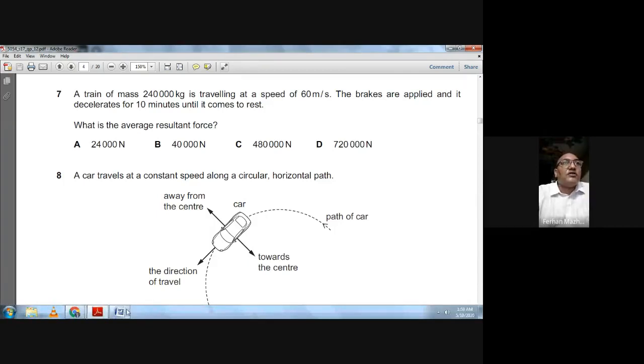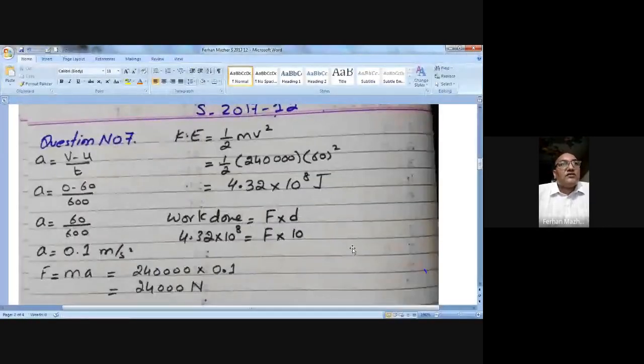Okay, so here we go. Question number 7. Don't mind about this kinetic energy thing. Here, acceleration is equal to v minus u divided by t. a is equal to 0 minus 60 divided by 600. So 60 divided by 600, and the acceleration will be 0.1 meter per second square.